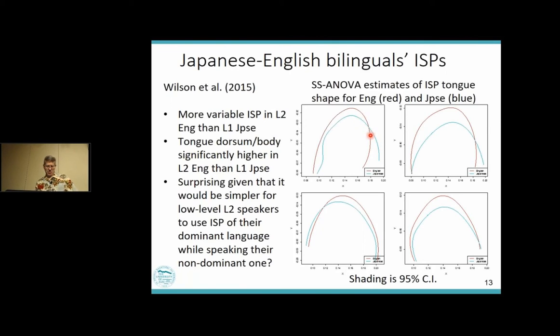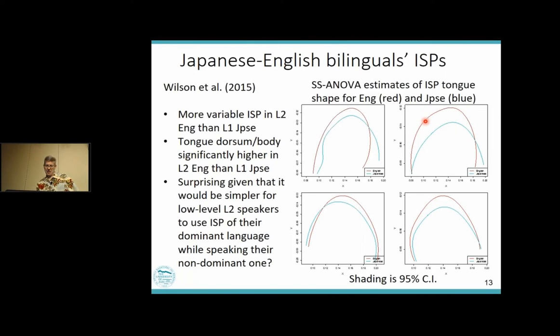Okay, so, and also we see that the tongue dorsum and the tongue body is significantly higher for English than it is for Japanese. And this was surprising because these are low proficiency speakers of English. So why should they use a different rest position for their second language, which they don't speak very well, which they speak with a heavy accent? Why use a different rest position when it would be more efficient to use their first language rest position? So this was kind of weird, and we don't really have a great explanation, and if anyone has one, I'd be happy to hear.